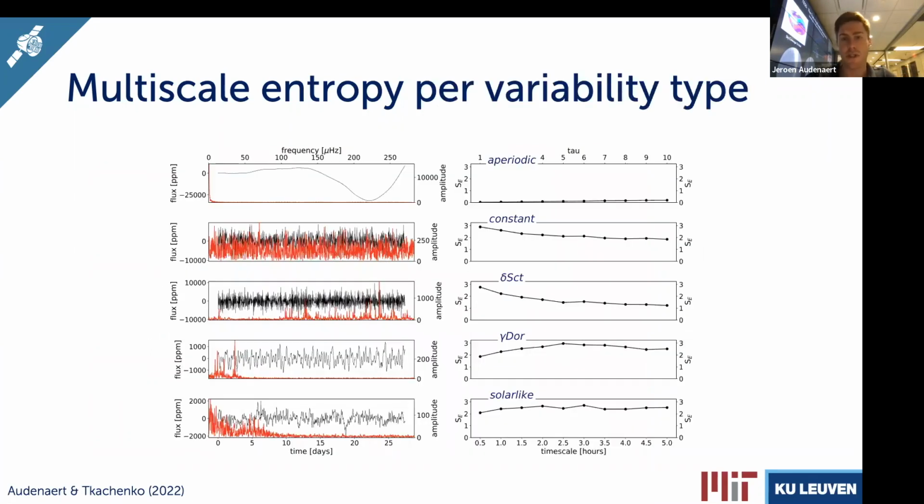Here you see some multiscale entropy curves for different variability types. So you see it for aperiodic stars, constant stars, delta Scuti, and solar-like stars, and you can see that they are quite different. Especially the aperiodic one is very different. Then the constant stars, although it looks at first sight a bit the same, we see that constant stars always have not a lot of standard deviation in the multiscale entropy curves for different types of constant stars, while for delta Scuti stars, it drops more sharply, and there's actually more changes in them.